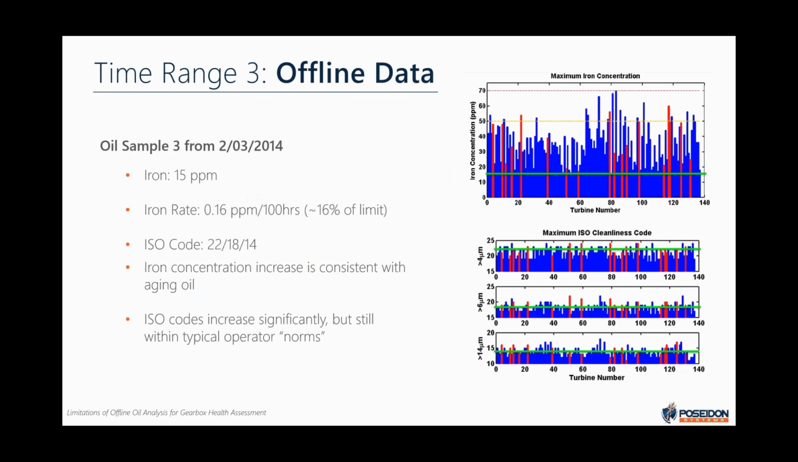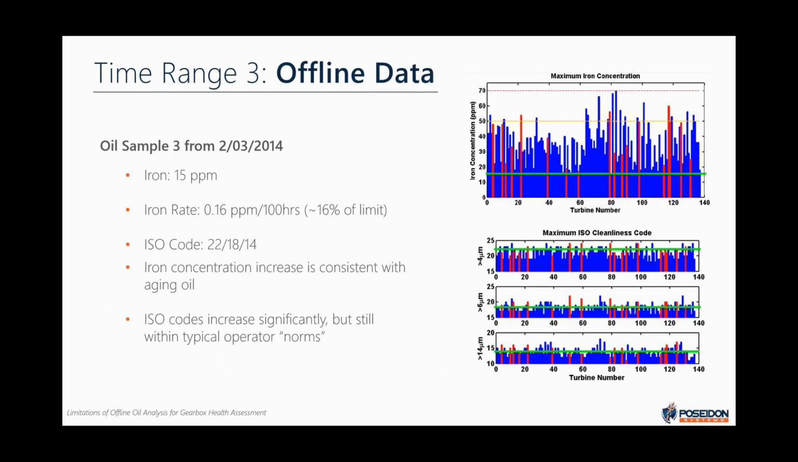So moving on to oil sample 3, this sample was actually taken after the large spike on that original plot. It was taken February 3rd, 2014. It shows the iron and iron rate both increased again, this time by 5 ppm and 0.03 ppm per 100 hours of operation, respectively. The ISO codes reported also increased this time to 22, 18, 14.